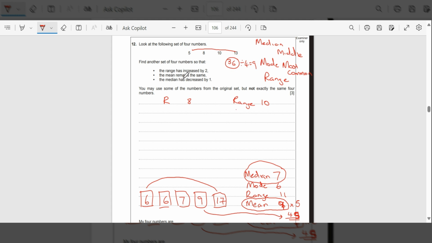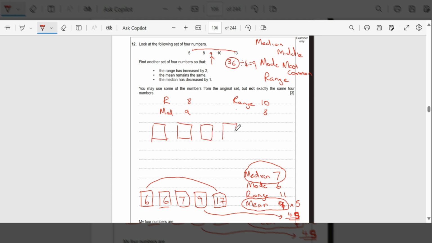The median is decreased by 1. At the moment, the median is the middle, but there is no middle. Between 8 and 10 would be 9. So at the moment, the median is 9. However, if it decreases by 1, it needs to become 8. So let's find 4 numbers.